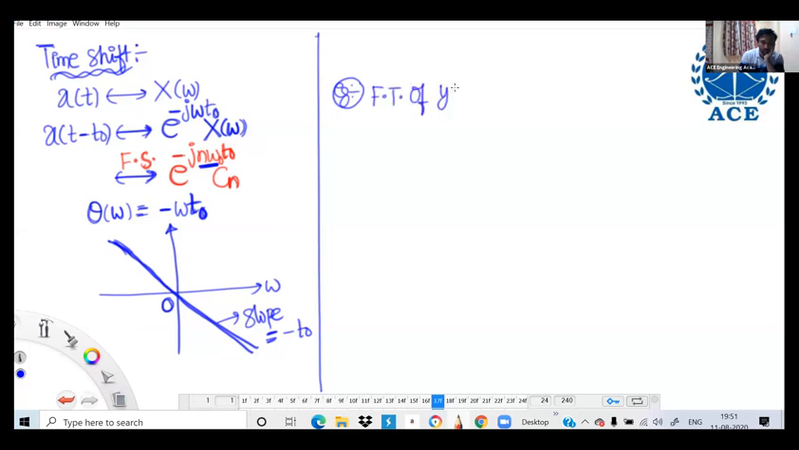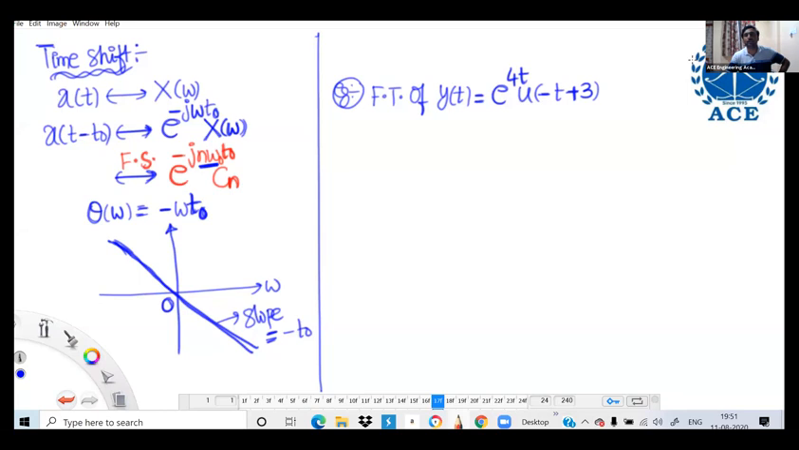What is the Fourier transform of this function? What is the known signal for us, sir? In that expression, what is the known signal for us? e^{at}u(-t) is the known signal.